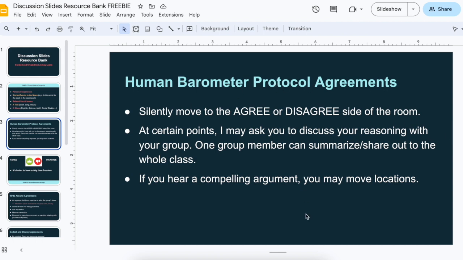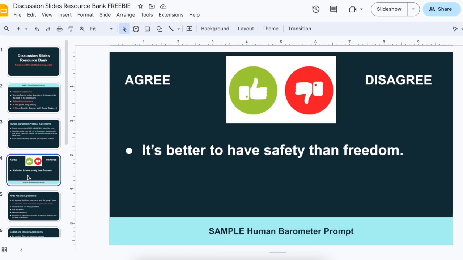This is the slide I use to just say, here's what this protocol is. And then this is the slide that I use to paste in the statements that I want participants to agree or disagree with. I like doing this with teachers so they can experience it, and then you can invite teachers to do it with students.